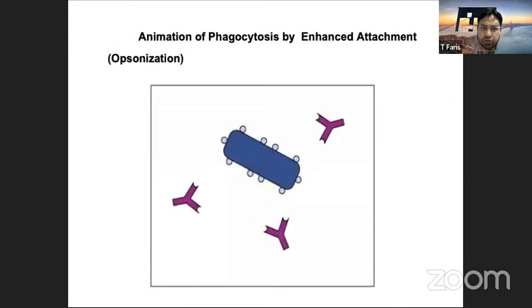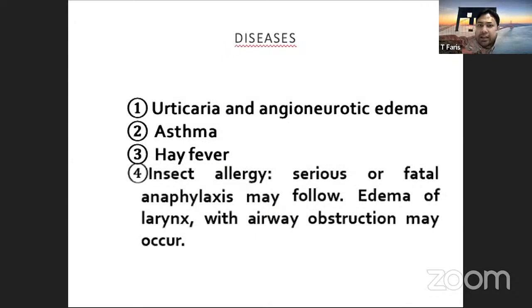Unfortunately, I cannot show you the animation, but maybe you can understand it easily from the figures. What are the diseases related to type 1 hypersensitivity? One of those is urticaria and angioneurotic edema, asthmatic attack, hay fever, and insect allergy. Certain toxic materials, maybe snake bites or bee stings, can cause an allergy. Edema of the larynx with airway obstruction may also occur.